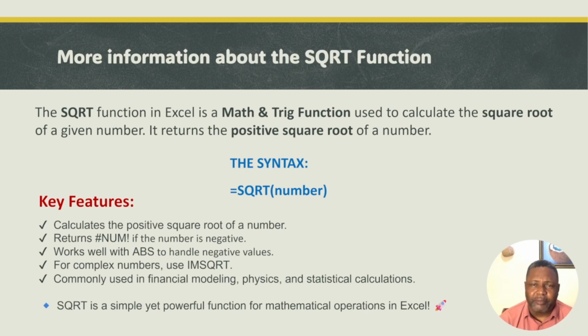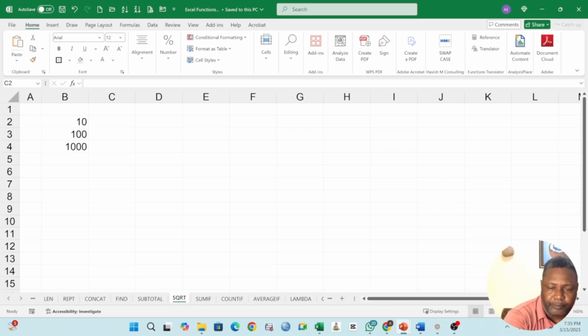The SQRT function is commonly used in financial modeling, physics, and statistical calculation. This function is simple yet powerful for mathematical operations in Excel. So now let's go into the Excel sheet to see how to apply this.